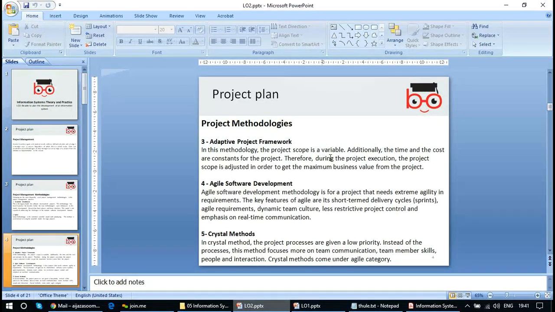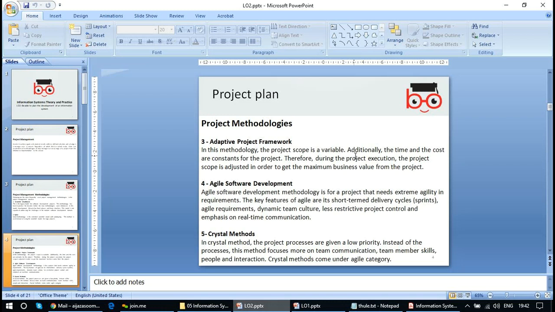In this methodology, project scope is variable. Additionally, the time and cost constraints for the project. So if your wife gave you the project, its scope is variable, and the time and cost are constant basically.